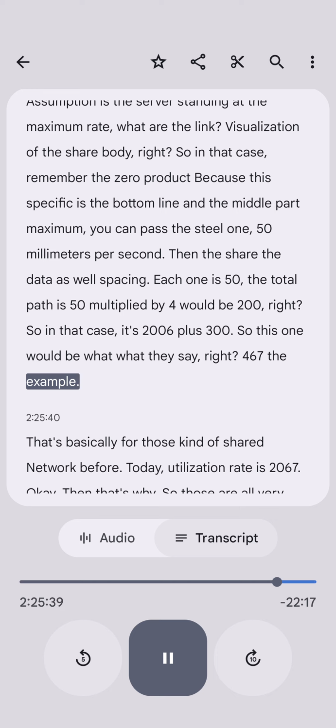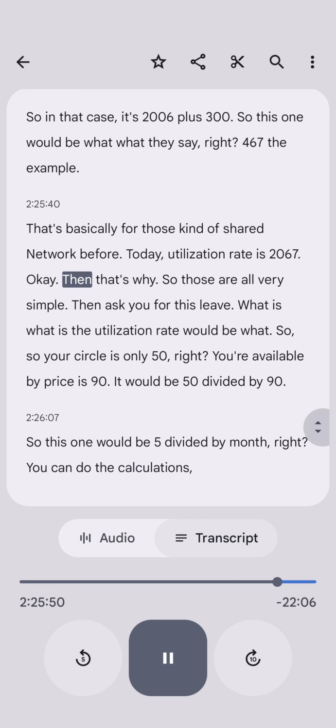Make sense? That's basically for the shared network core. For this link, the utilization rate is 0.67. Everybody okay, right?